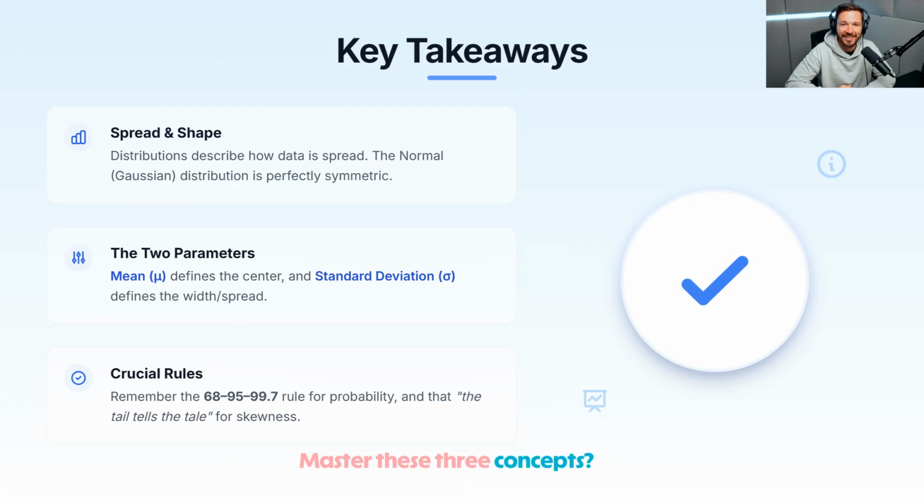Master these 3 concepts, you stop reacting to individual numbers. You start seeing patterns, risks, and opportunities in the shape of data. You'll know when an average is lying, when variability is the real problem, when outliers are driving the entire story.